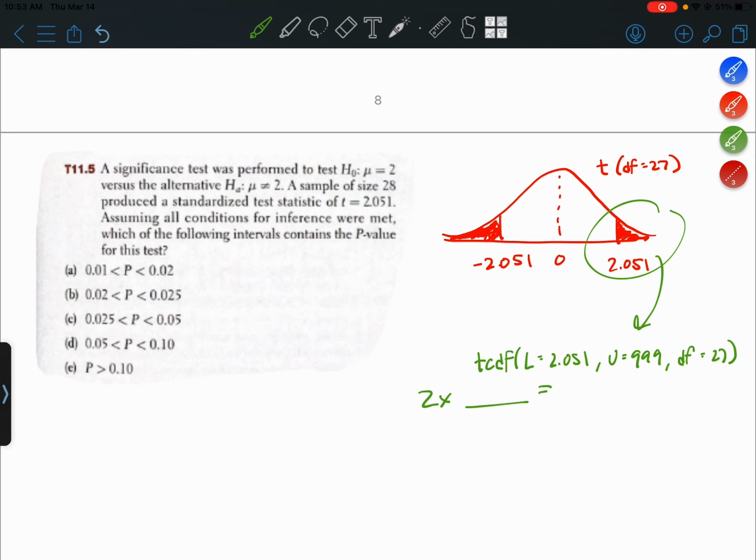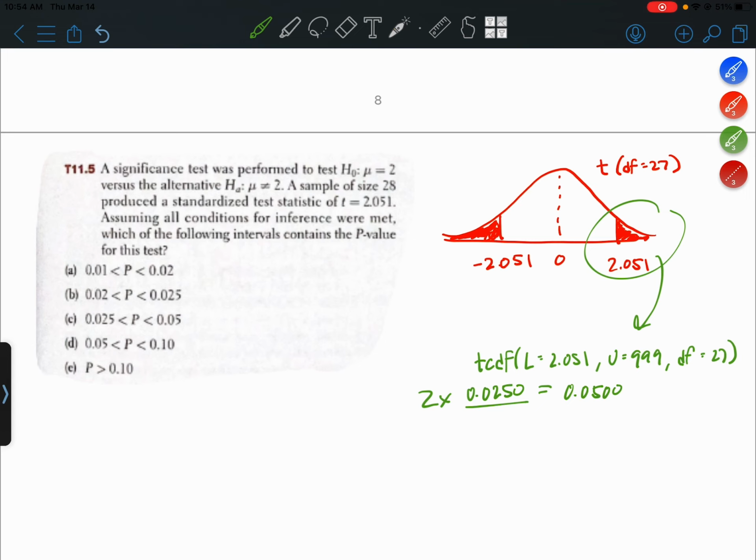All right, so just kind of listen along as I do the calculation off screen, okay? Lower bound 2.051, upper bound 999, degrees of freedom 27. All right, so the area of one tail alone is 0.0250. So the area of two tails would be 0.0500.